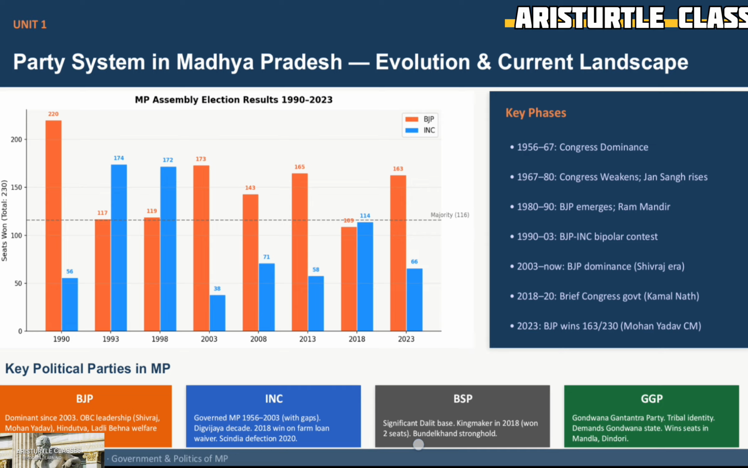Then the Bahujan Samajwadi Party, which primarily belongs to Uttar Pradesh, has a strong hold in the Bundelkhand area, the same area which shares a border with UP. Then in tribal areas we have the Gondwana Ganatantra Party as well, which wins a couple of seats in the so-called tribal districts.